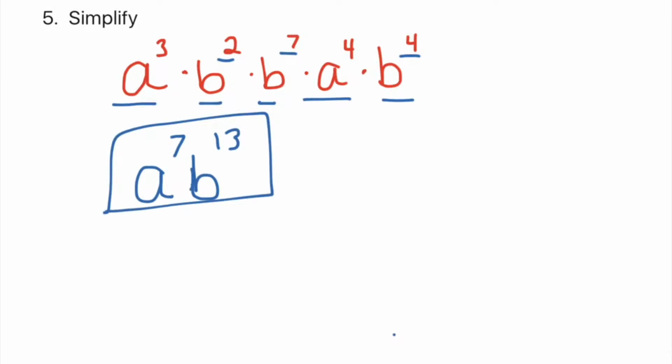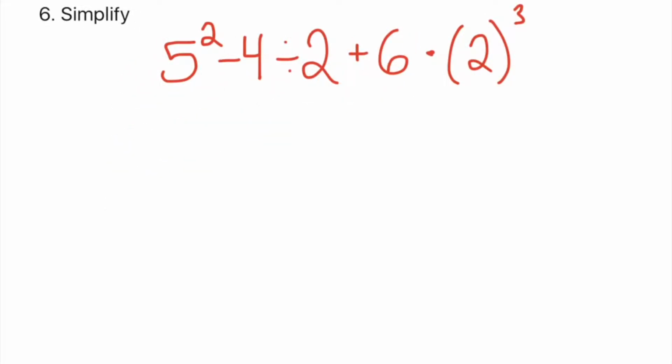And that is as far as we can go because we can't combine the a and the b. All right, another simplification problem, and this is just following our order of operations. So remember PEMDAS, we do parentheses, then exponents, then multiplication, division, left to right, addition, subtraction, left to right.